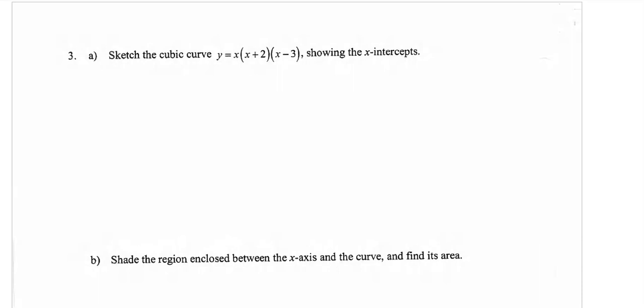All right, so question 3. Sketch the cubic curve showing the x-intercepts. It's already factorized, which is wonderful, because that would be a lot more work if it wasn't. So straight away we can read off the zeros. We get x equals 0 from the one at the front. We get -2 from the first bracket and +3 from the last one.